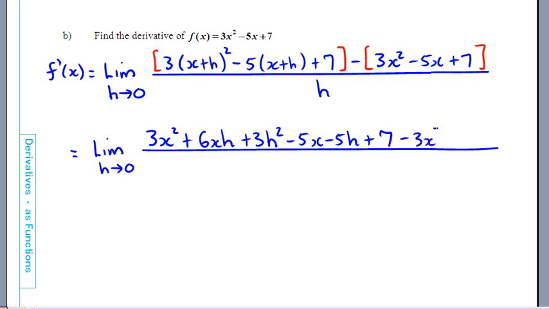Minus 3x squared. Oh, double negative, plus 5x. And minus 7. So I have to watch how that negative affects everything in the trinomial, all sitting on top of h. Now remember, you're going to notice all the non-h terms, if we can call them that, are going to vanish, like 3x squared and minus 3x squared, minus 5x and plus 5x, plus 7 and minus 7. So that goes away quite nicely. And then we're left with terms that have h's everywhere.